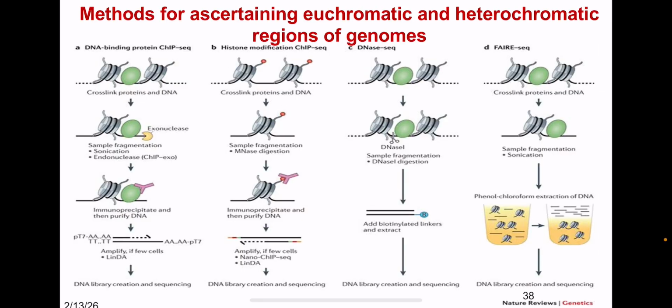Okay, so this will be the end of part one. In the next part, we are going to look at different methods for distinguishing between euchromatic regions and heterochromatic regions of a genome. Okay, so I'll see you guys in the next one.